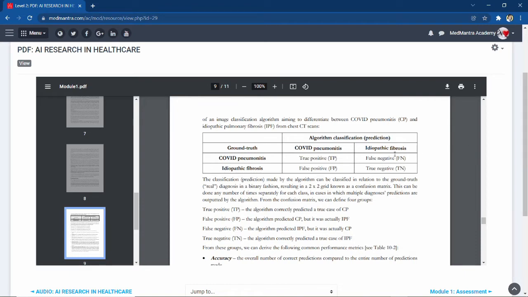So in this case, there are two classes, COVID pneumonitis and idiopathic fibrosis. That is why we have a 2 by 2 grid. When there are more than two classes, this grid can be extended by the side and below. For any number of classes, the grid can be extended. So this is the confusion matrix for binary class, and for more than two classes also we can extend the confusion matrix.